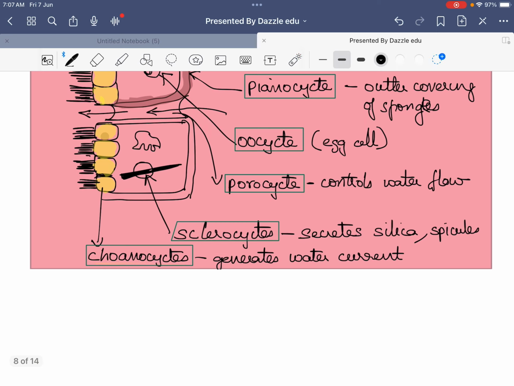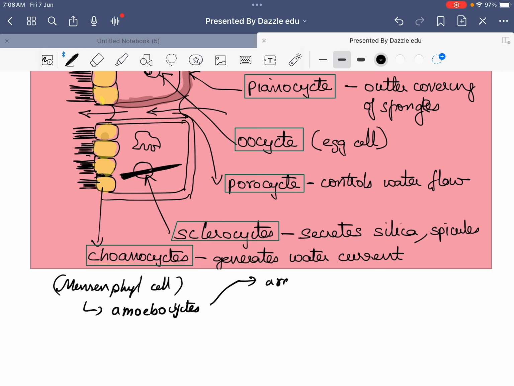So remember, as we mentioned, the mesophyll cells, the middle cells, especially produce a kind of cell called amoebocytes. Amoebocytes can produce different types of cells such as the archaeocytes. Archaeocytes are actually totipotent in nature. Then we have trophocytes, where trophocytes are considered nurse cells which produce the nourishment for all these.